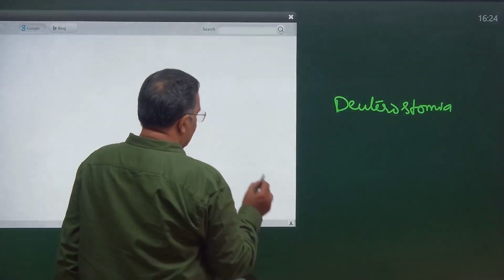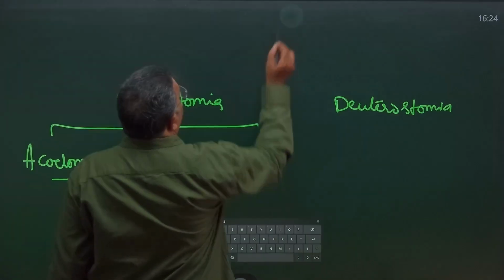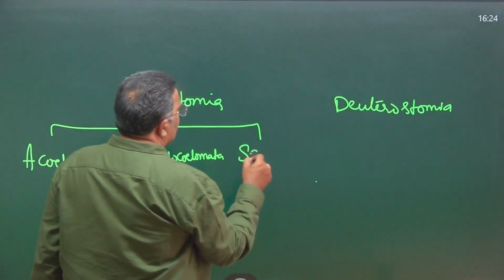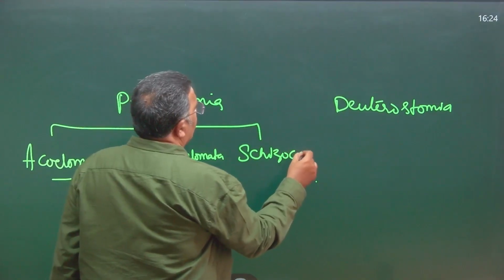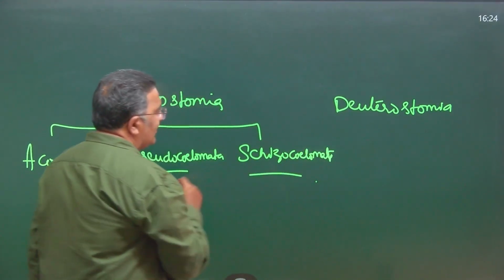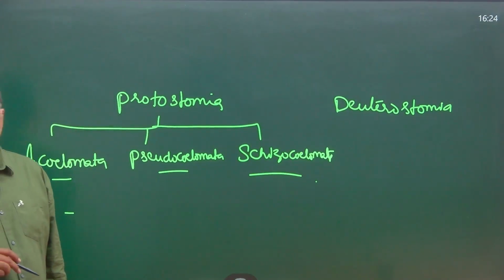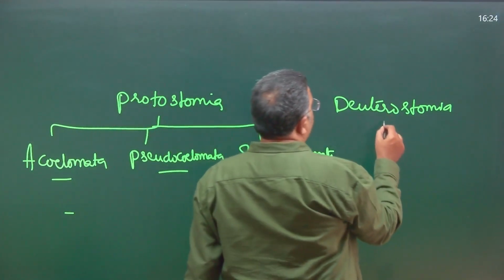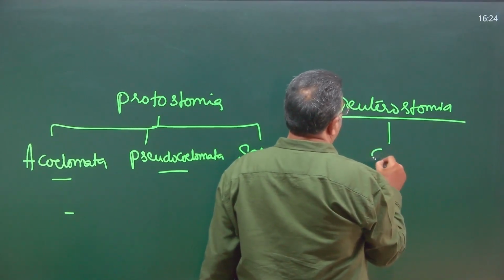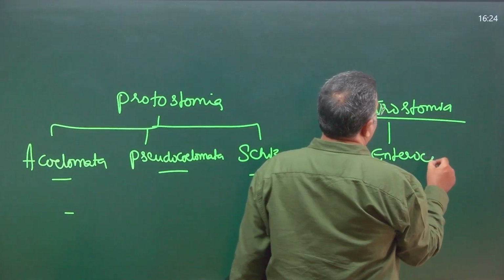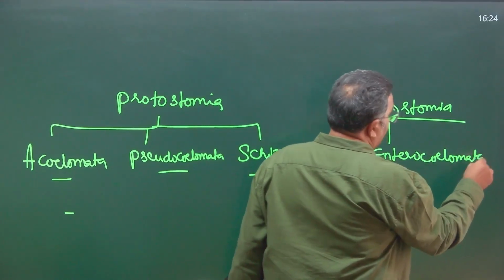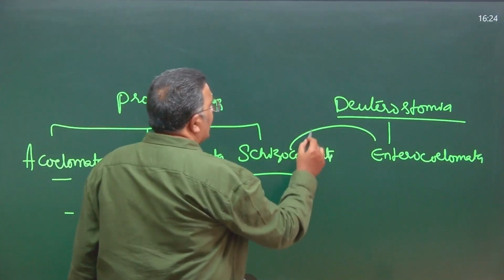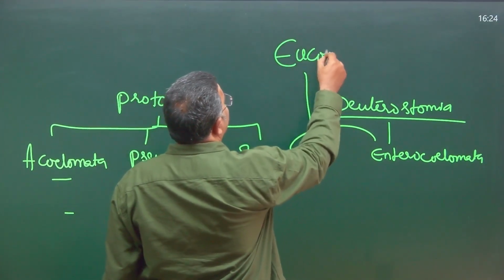Next, schizocoelomata: Annelida, Arthropoda, Mollusca. What is the keyword I said to remember? Schizocoelomata, true body cavity formed from the splitting of mesoderm. Subdivision deuterostomia has one subdivision, enterocoelomata. True body cavity is there, from the pouches of archenteron. Schizocoelomata and enterocoelomata, NCERT says, are eucoelom.